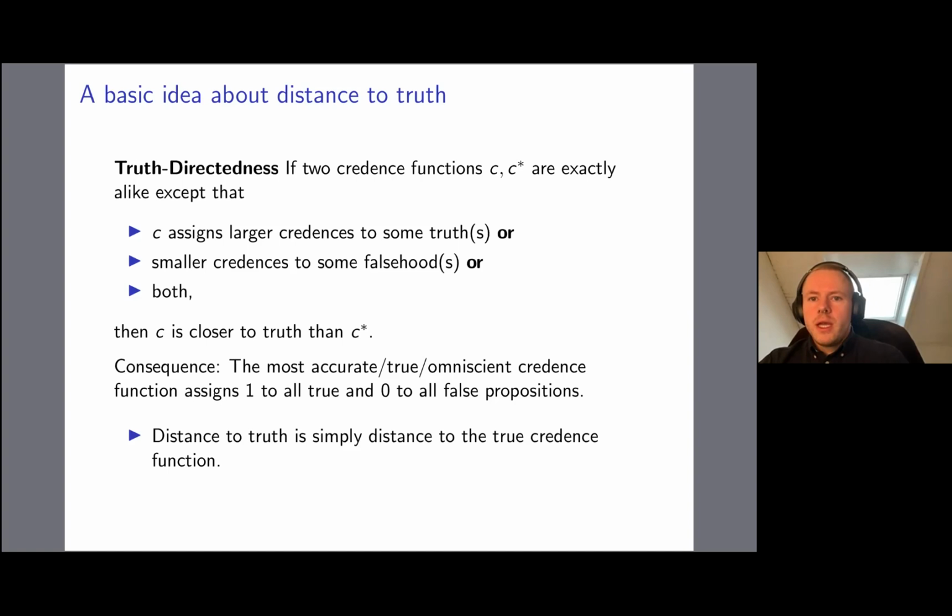Now this has an important consequence, namely that the most accurate or true, or as Pettigrew calls it, the omniscient credence function, is the one that assigns the maximal credence of 1 to all true and the minimal credence of 0 to all false propositions. This is the most accurate or true or omniscient credence function. And the idea of how to model distance to truth is simply to say that distance to truth is distance to this true credence function. So we are measuring distances between credence functions when we're measuring distance to truth. Namely, we're measuring distance to the true credence function.